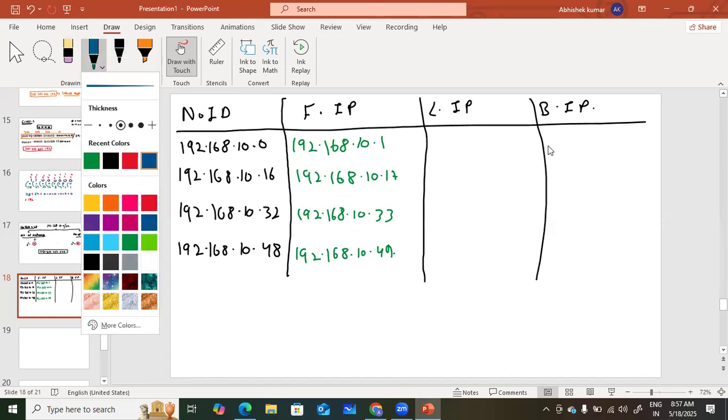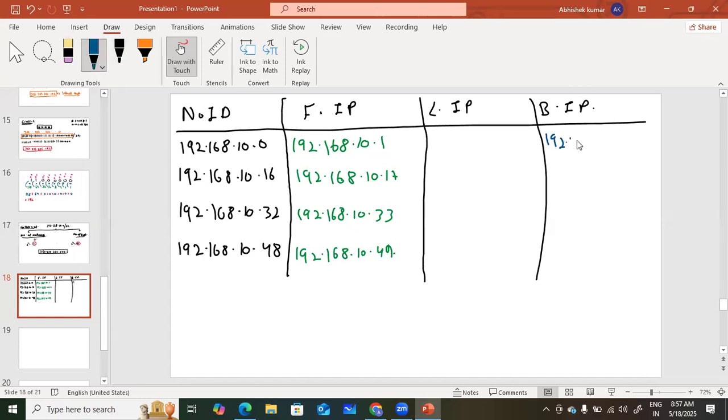What about the broadcast IPs? 192.168.10.15. 192.168.10.31. Then 47. 192.168.10.47, and 192.168.10.63.